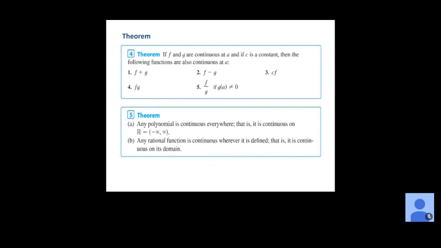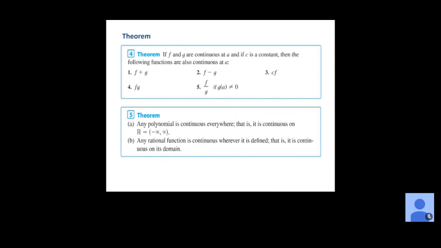All right. Now, if f and g are continuous at some value a and c is a constant, then the following functions are also continuous at that a value. So the sum of 2 functions is going to be continuous if both of them are continuous at that value. The difference, f minus g, is also going to be continuous at that value. A constant times a function will be continuous as long as it's continuous at that value. The product, f times g, will be continuous, and then f divided by g, assuming here that g of a is not equal to 0, right? Because we can't have 0 in the denominator. But that's our only restriction on that one.